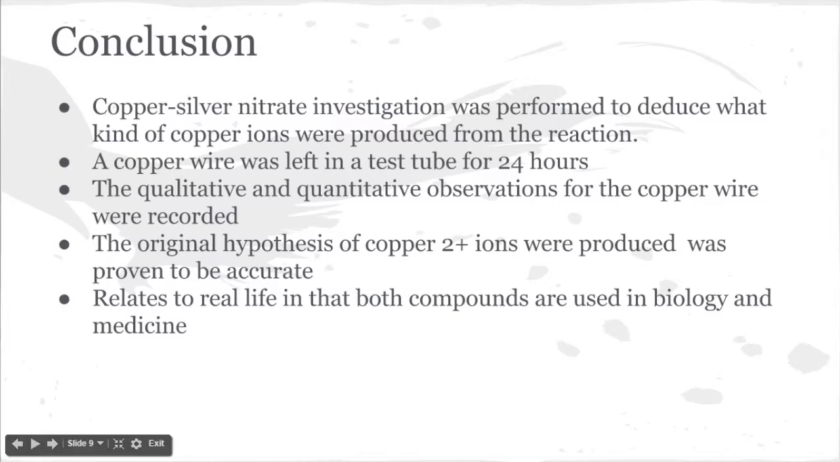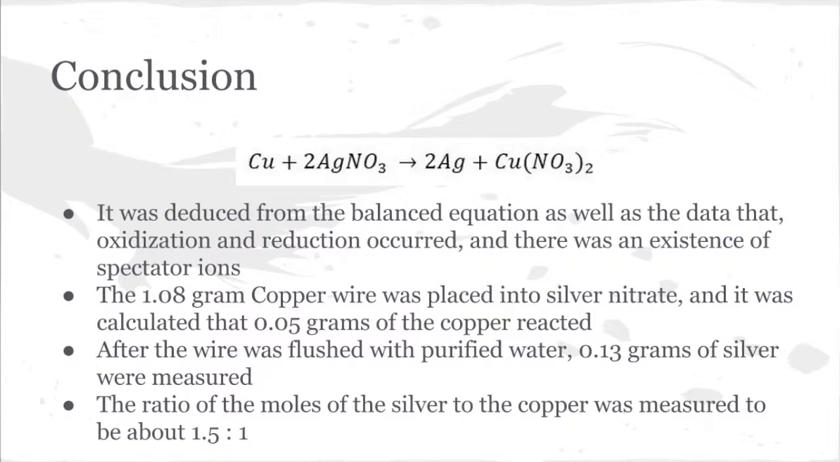Our investigation with copper and silver nitrate was performed in order to deduce what kind of copper ions were produced by the end of the reaction. A copper wire was left in a test tube for 24 hours, and the qualitative and quantitative observations of the experiment were recorded. The original hypothesis was that copper 2 plus ions were produced, and this was proven to be accurate, versus copper 1 plus ions. This relates to real life in that these compounds are used in both biology and medicine.